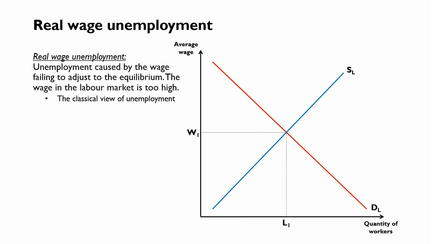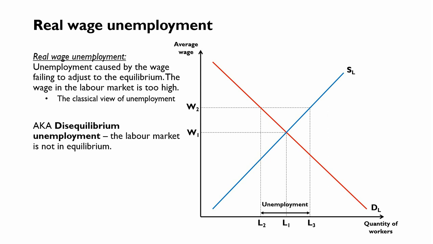Here's a market that is in equilibrium. Real wage unemployment exists when the wage is above this level. If the wage goes above this level, the demand for workers from firms contracts to L2. And the number of workers willing to work will extend to L3, and the resulting gap is unemployment. It's known also as disequilibrium unemployment. The labour market isn't in equilibrium.